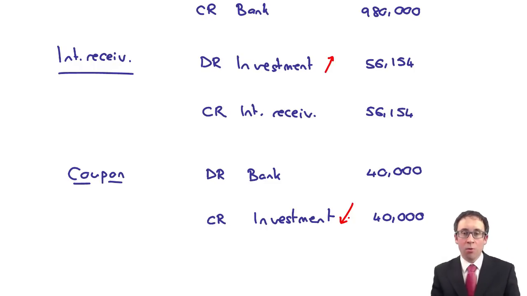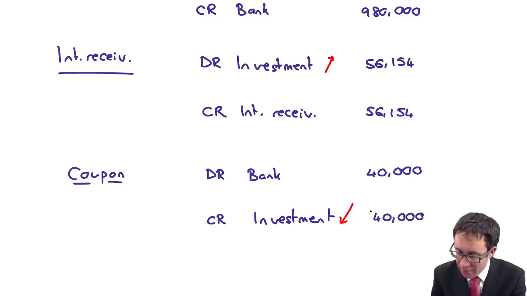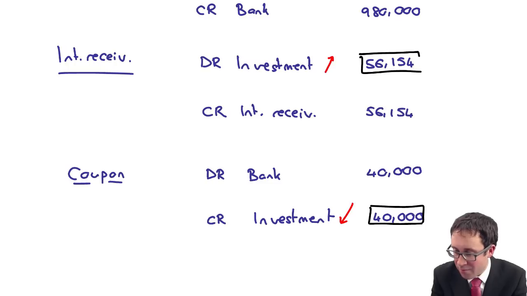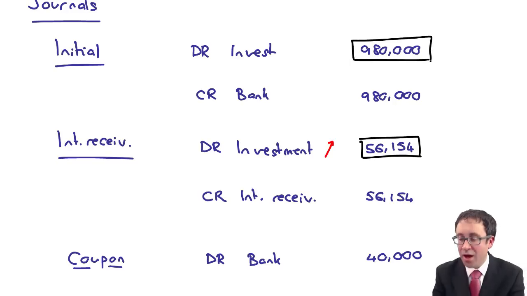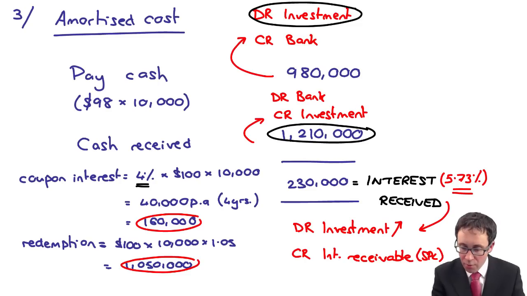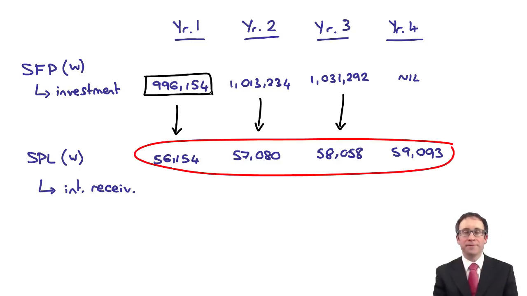Okay, so what you've got there is you can see now that you have a credit to the investment of 40, a debit to the investment of 56,154. You initially started with the 980,000. And that will then go through there, won't it? If I find the right page and give you the correct closing figure. Okay. Of 996,154 for year one.